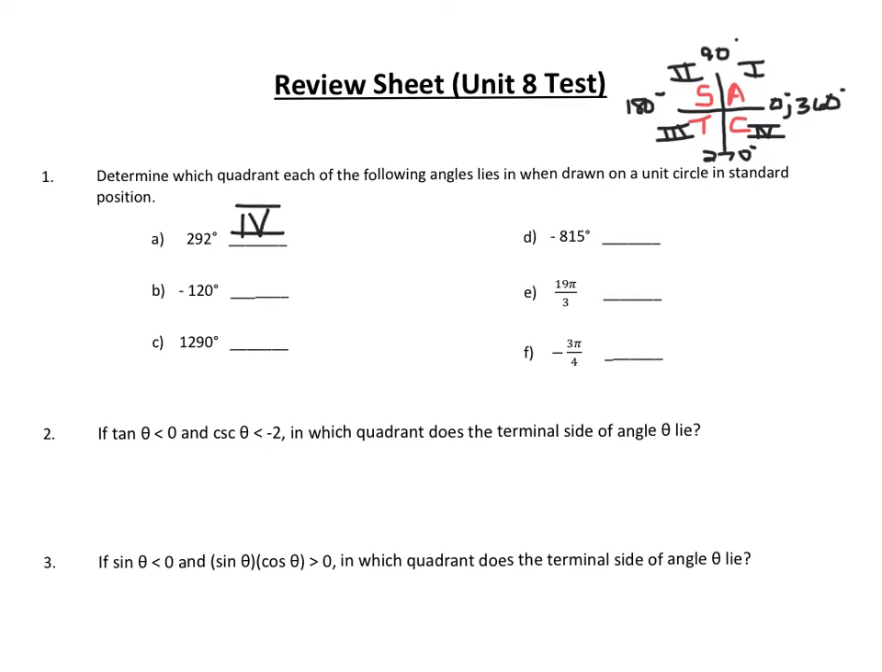All right, in letter B, they give us a negative angle. So in order to make it positive, what we want to do is add 360 to it. So if we do negative 120 plus 360, we wind up getting 240 degrees. Now 240 is in between 180 and 270, so that's going to be in the 3rd quadrant.